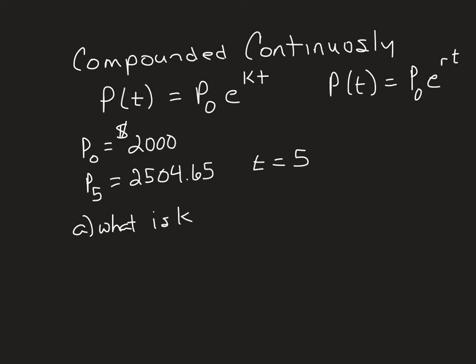Well, we can use our equation. We know that when time is 5, we have this much money, $2,504.65. That equals the initial amount, 2,000, e to the 5k. We can divide both sides by 2,000.